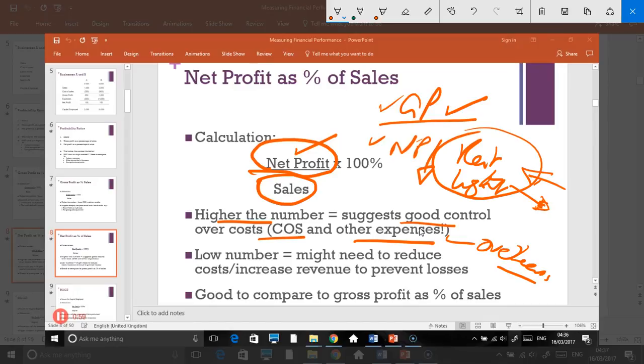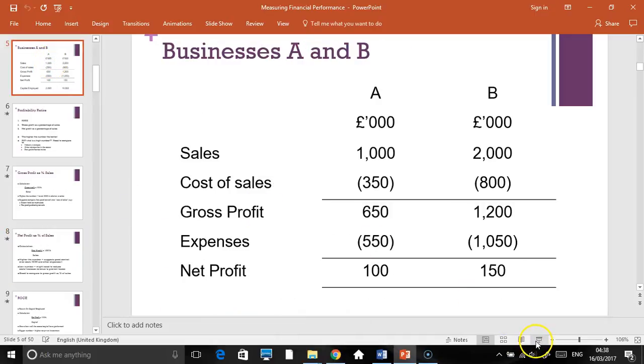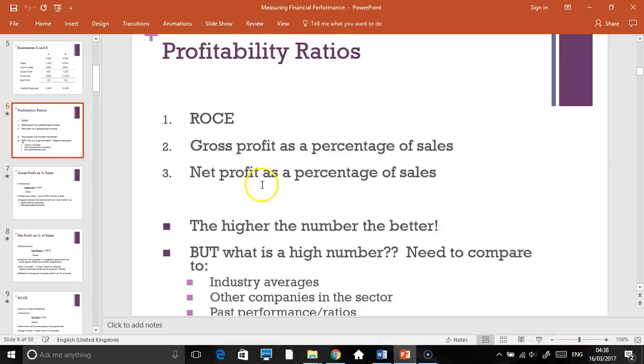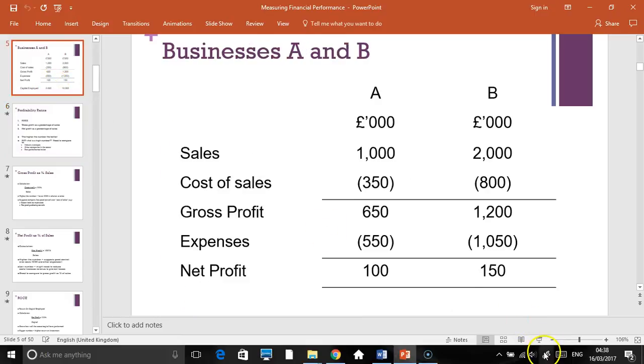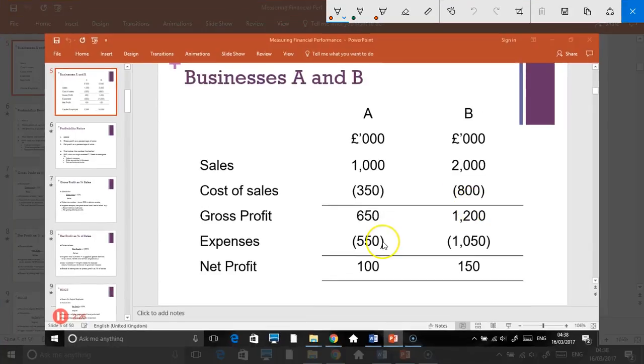So let's look at that first question that we had. Let's come out of this. Let's come back here and look at our table to guide us. Let's work out the net profit ourselves. So yeah, let's look here. Look at this again. This is our net profit here, our net profit here.